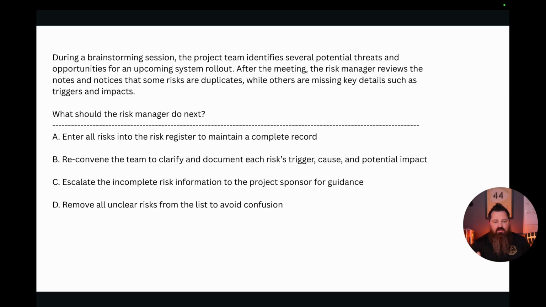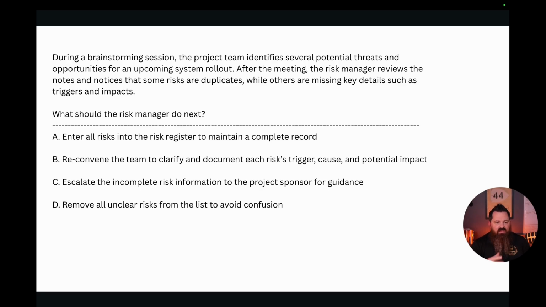But now we're after the meeting. So now us as the risk managers, we're reviewing the notes and we see, okay, there are some duplicates to our risks. Even though there are duplicates, we're missing key details such as the triggers and impacts for some of these. So now you're like, okay, what do I actually have to do next? Option A: enter into the risk register to maintain a complete record. Okay, something we could probably do. Now we're really not involving the team with this, but it's a decent idea.